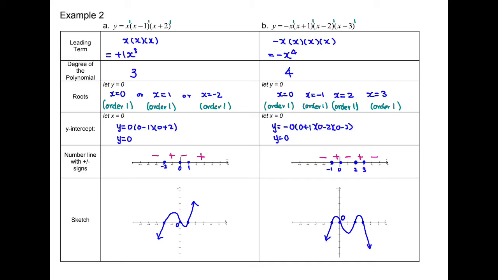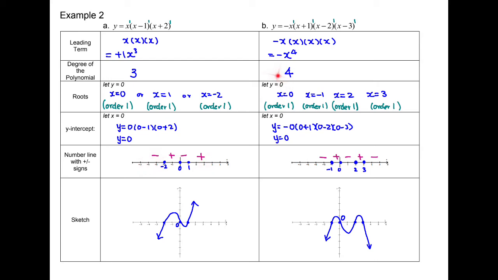We also can use the degree of the polynomial to verify whether or not we actually got the correct graph. Since the degree of the polynomial here for part A is 3, an odd number, that means on the opposite ends of the number line, it should have the opposite sign. So on the right-hand side is positive, on the left-hand side is negative.